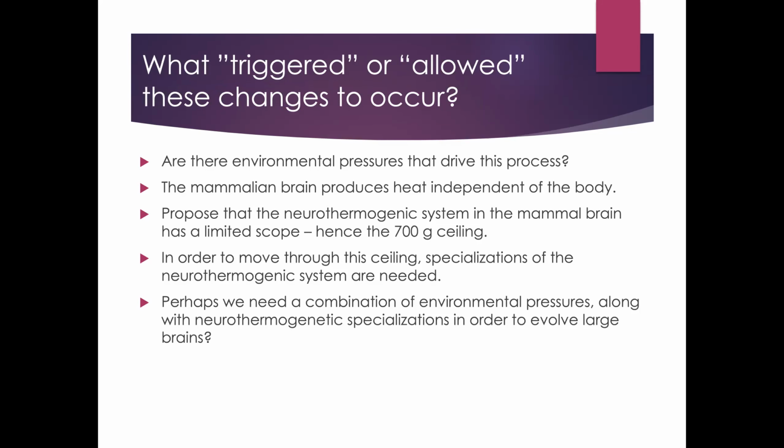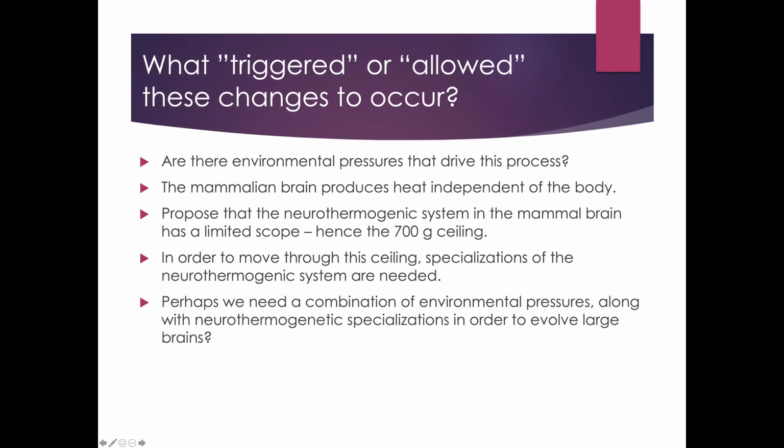So the question I ask about this is, what triggered or allowed these changes to occur? Are there environmental pressures that drive this process? I think there are, but I think there's something more than just environmental processes. We know that the mammalian brain produces heat independently of the body. What I've proposed is that there is a neurothermogenic system within the mammalian brain.